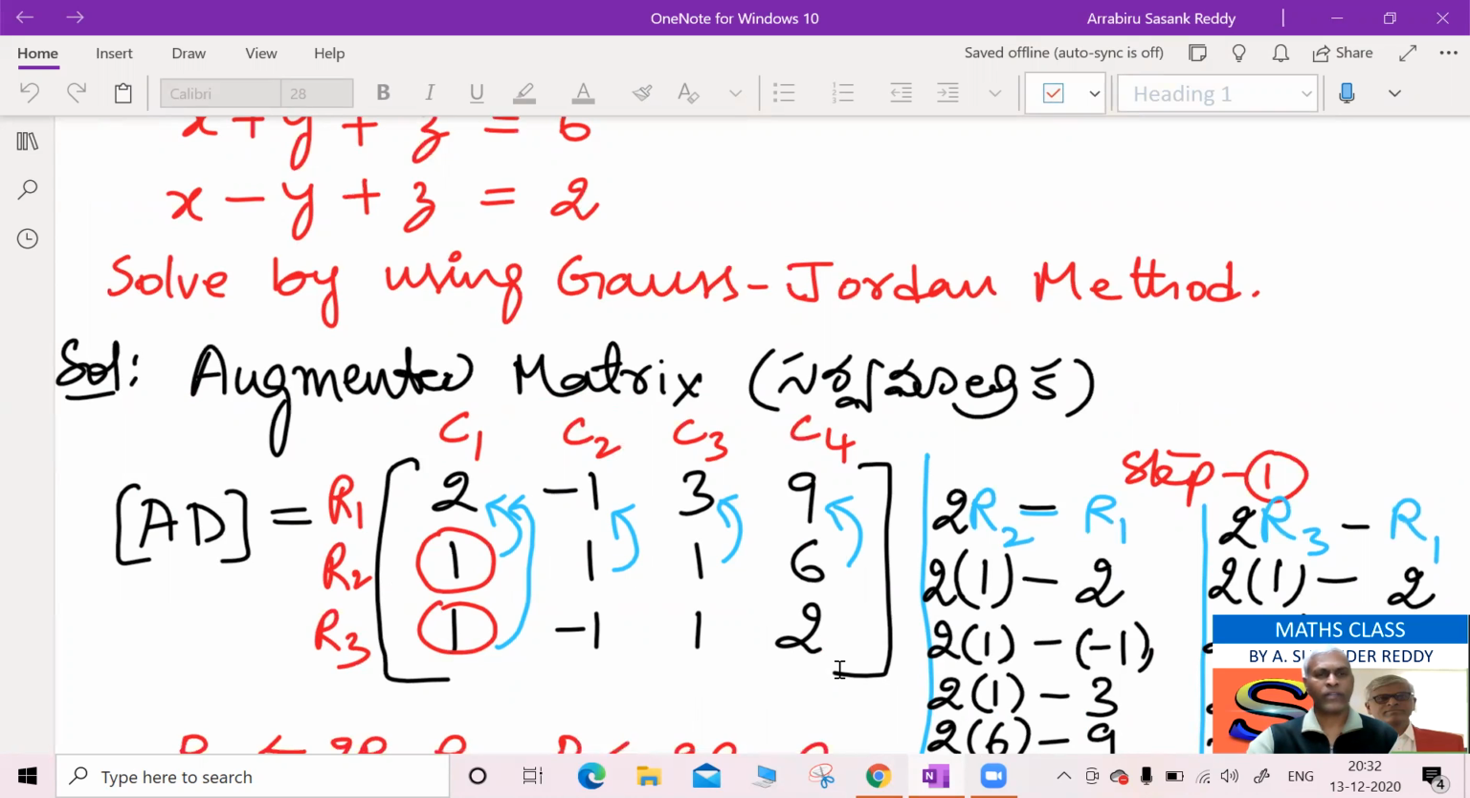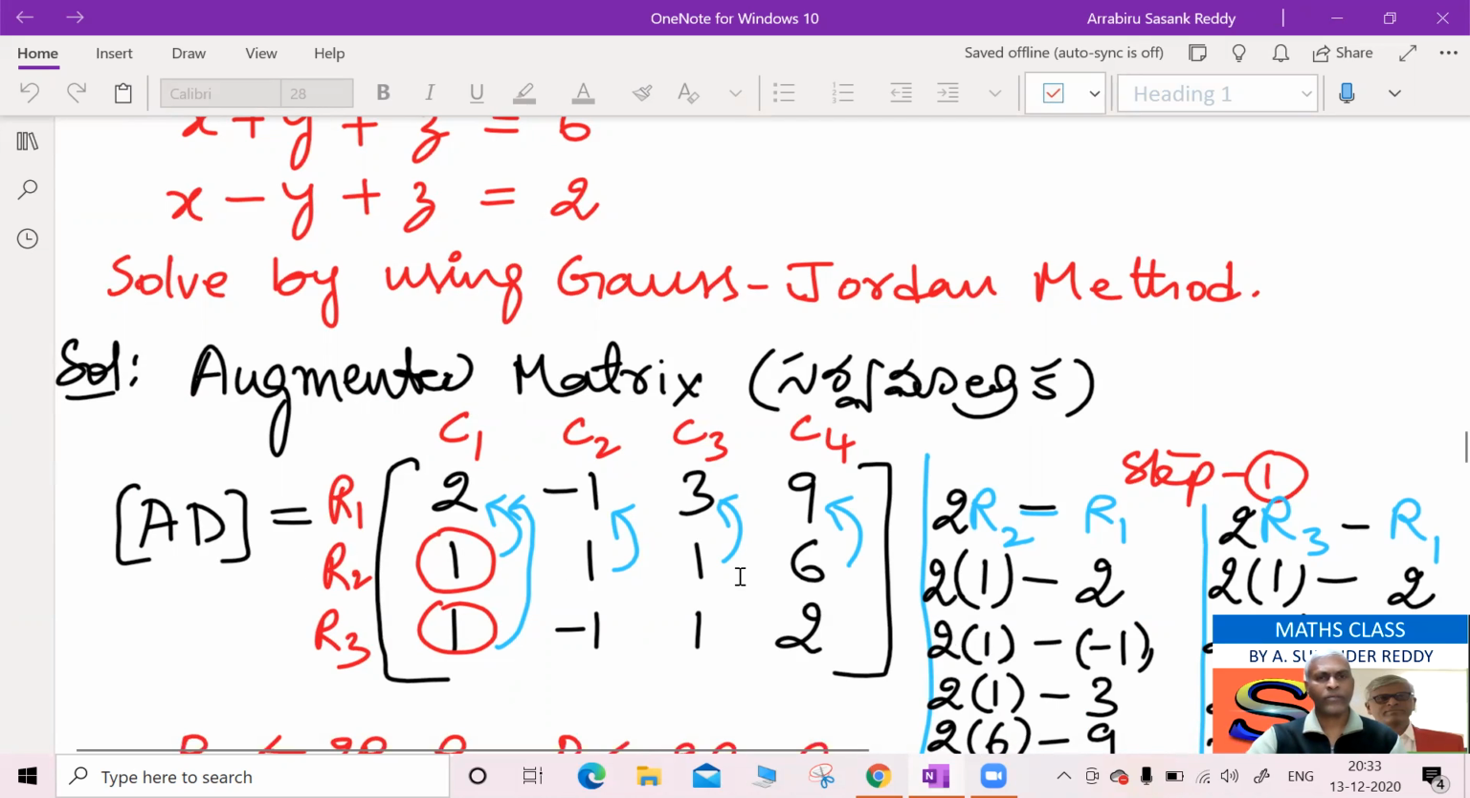It is very easy to write the augmented matrix, but you should take care while writing the numbers. If you take a wrong number, the entire thing will go wrong. So utmost care should be taken while writing the numbers.